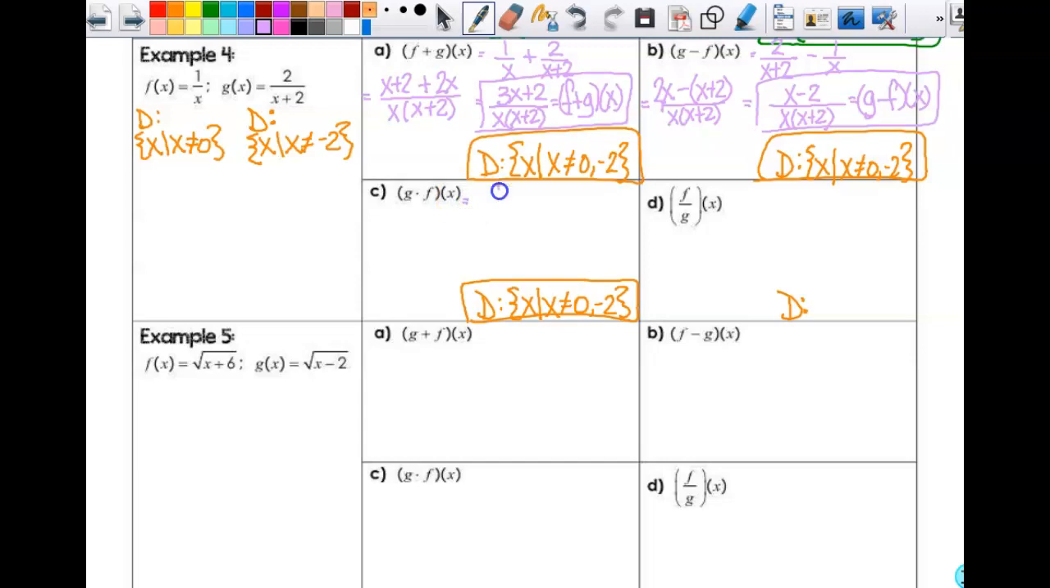Then I'm going to multiply them. g times f. So that's going to be 1 over x plus 2 times 1 over x. Besides 4th grade skills, do I have to have a common denominator? It's 2 over x plus 2. Thank you. Besides 4th grade skills, I need to be able to write it down correctly. Do I have to get a common denominator? No. Multiplying fractions is easy. You just multiply straight across. So it's going to give me 2 over x times x plus 2. Can I cancel those 2's out? No. g times f of x, that is my answer.